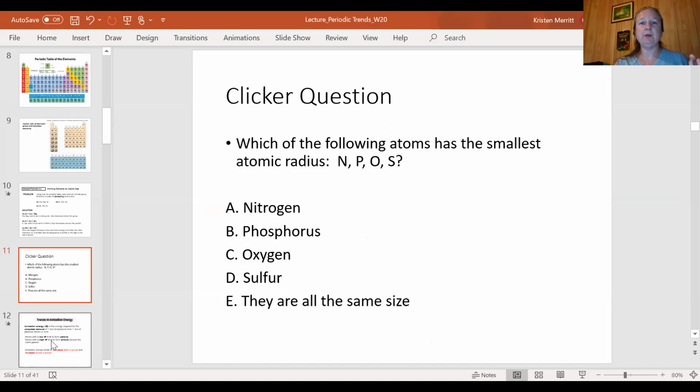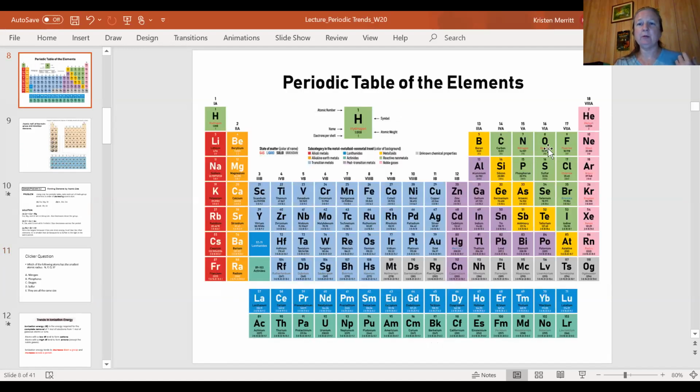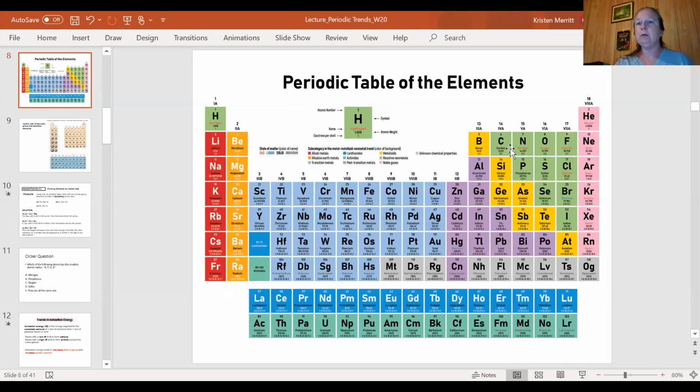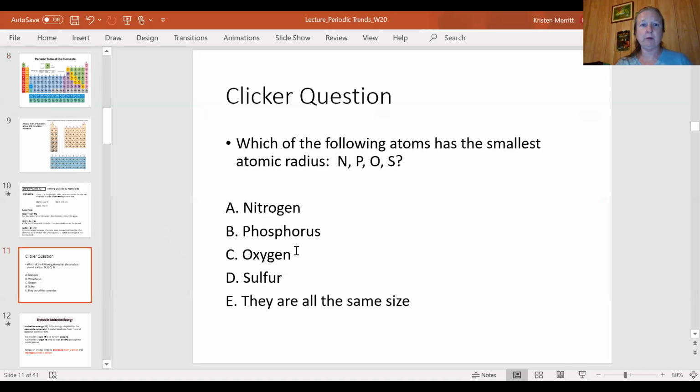Okay, what if we look at nitrogen, phosphorus, oxygen, and sulfur? You're looking for the smallest atomic radius. So here's nitrogen, oxygen, phosphorus, and sulfur. Well, the ones at the higher period are going to be bigger than the two in period 2. So period 3 atoms are going to be bigger than period 2. So we're going to eliminate phosphorus and sulfur. That leaves nitrogen and oxygen. Well, we're going to go to the right. It gets smaller. So oxygen is the smallest, following that logic. So the answer would be oxygen.